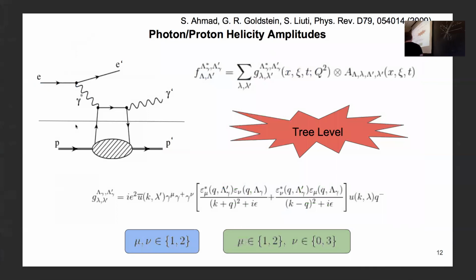So now, how do we go about defining or calculating these observables? Well, first we take our normal handbag diagram and we define the photon and proton helicities, and we define these amplitudes as a hard scattering multiplied by a matrix element A, which has the GPDs.